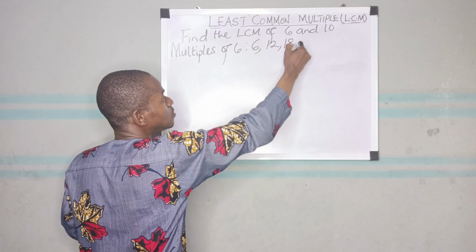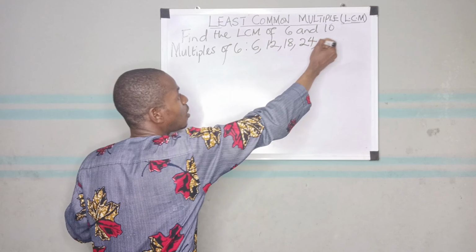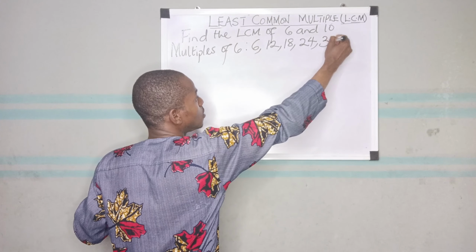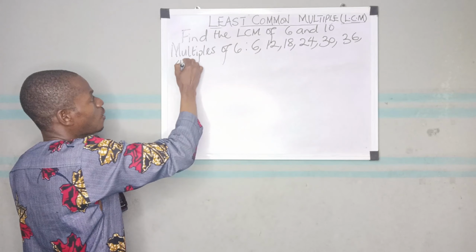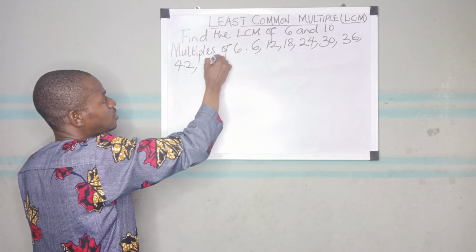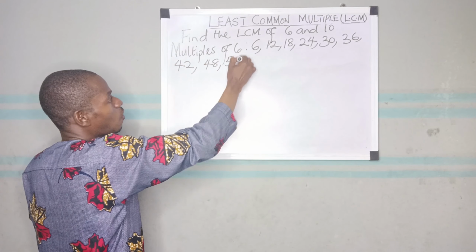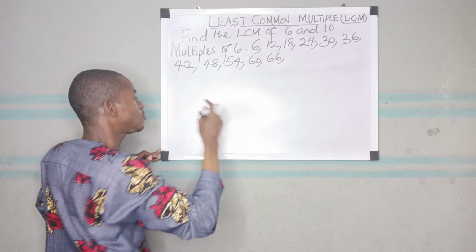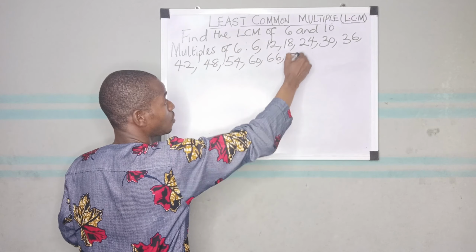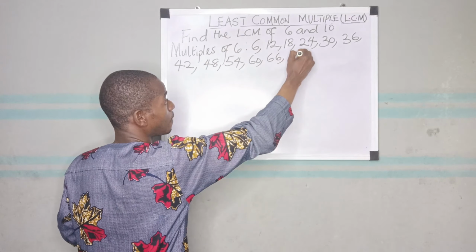This is 18. This is 24. This is 30. This is 36. You have 42, 48, 54, 60, 66, 72, and so on and so forth. You can have 78. Let's stop there.